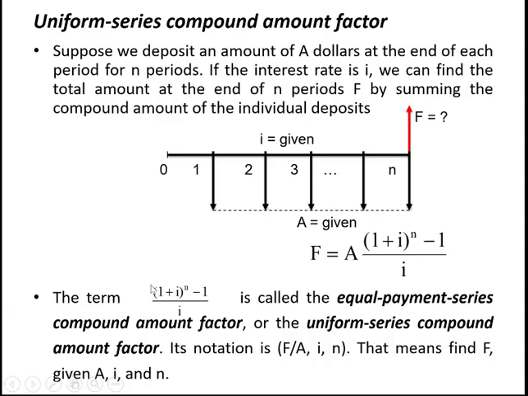And the term ((1 plus i) to the power n minus 1) divided by i is called the equal payment series compound factor, or the uniform series compound factor. Its notation is (F/A, i, n), that means F given A, i, n. That is this factor, the uniform series compound factor.